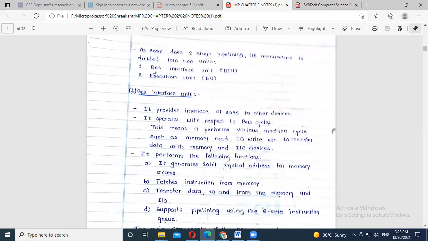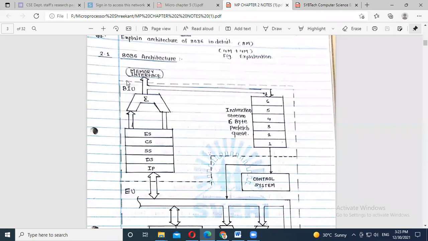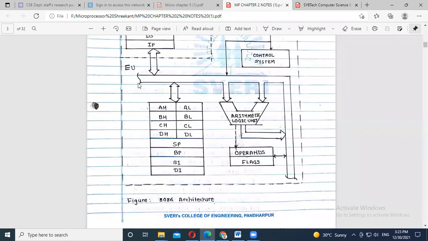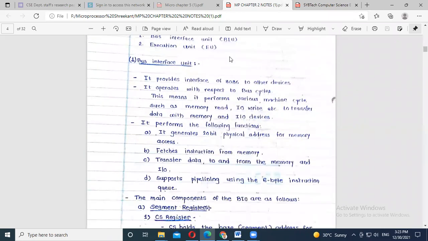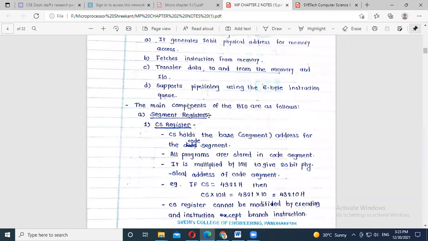That is the first half, the bus interface unit, BIU, as in the diagram. And the second portion is the EU, the execution unit. So first, in the bus interface unit, I will give you all the explanations clearly.